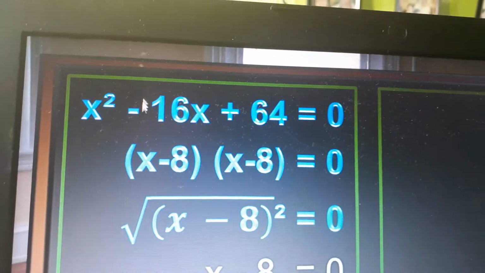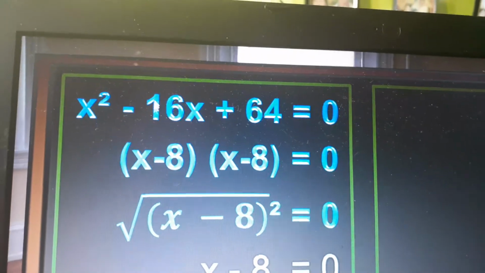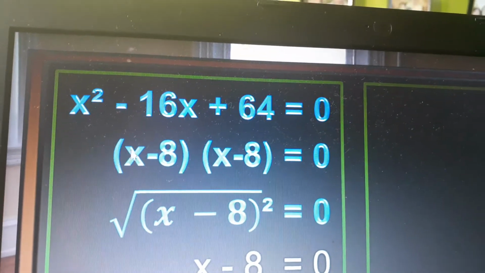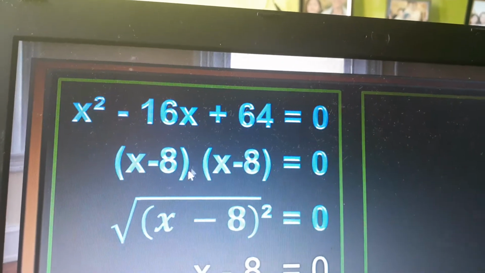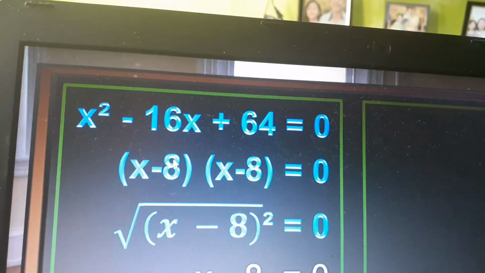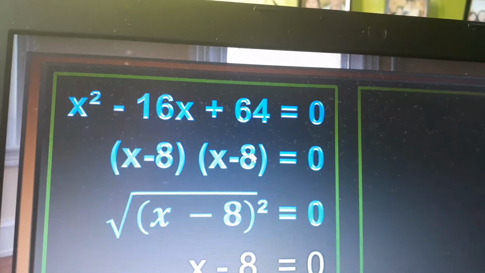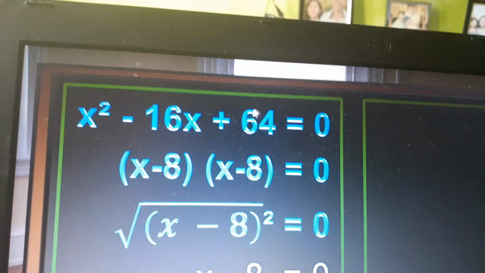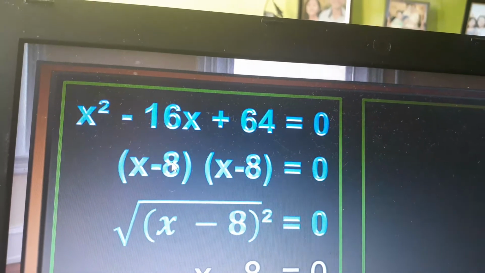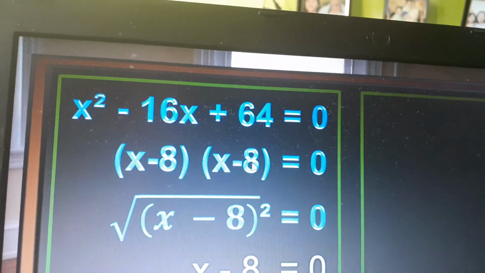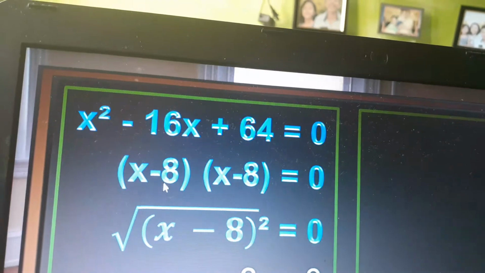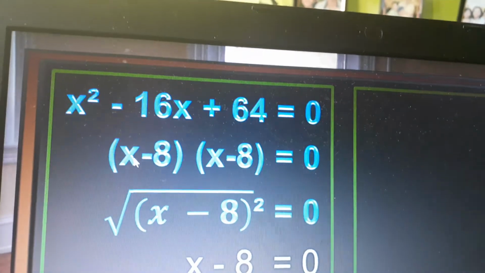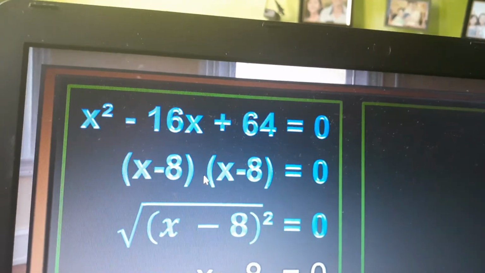Now, paano po natin malalaman na tama po ang ating middle term? Ganito lamang po yun. Check natin. x times x is equal to x squared. Negative 8 times negative 8, that is equal to positive 64. And negative 8 plus negative 8, that is equal to negative 16x. That is your final answer. Sa makatuwid, tama po yung ating factor.